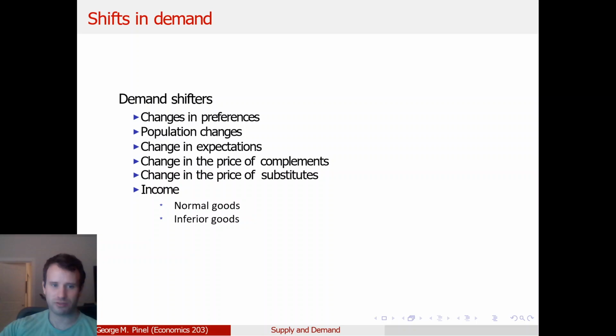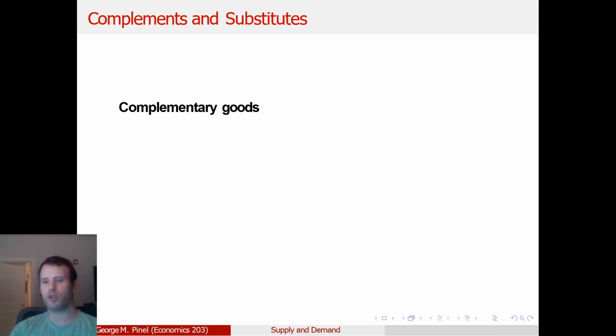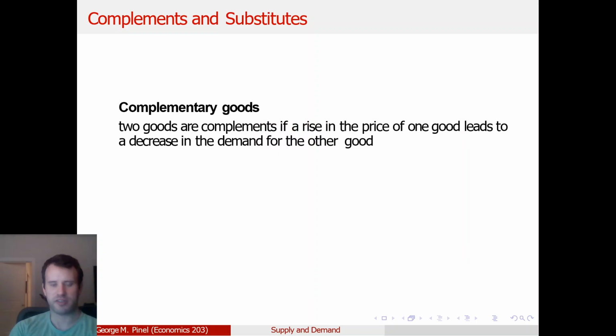Okay. So let's go back to the definition of the complements and substitutes that I talked about in the last slide. So what's a complementary good? I identified it as a hot dog and ketchup, or a hot dog and its bun. Those are things that go together well, right? So what's the formal definition? Two goods are complements if a rise in the price of one good leads to a decrease in the demand for another good. So as the price of buns increases, you'd expect the demand for hot dogs to decrease. As the price of ketchup increases, you'd expect the demand for hot dogs to decrease.